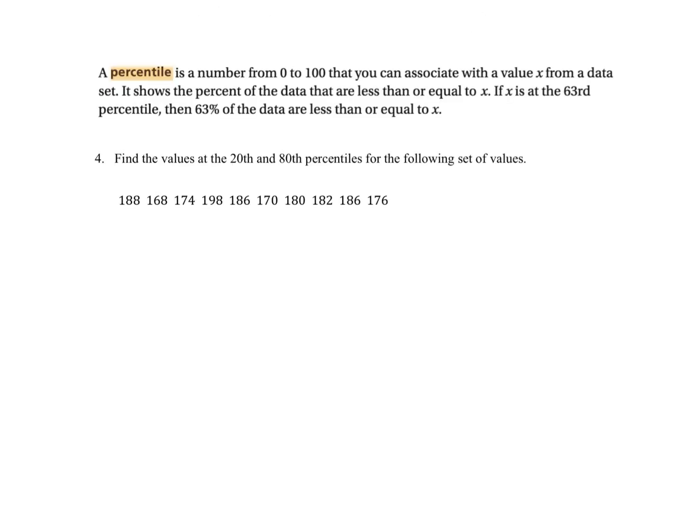And finally, the last part of this lesson is percentile. Percentile is the number from 0 to 100 that you can associate with a value X from a data set. It shows the percent of the data that are less than or equal to X. If X is at the 63rd percentile, then 63% of the data are less than or equal to X. Find the values at the 20th and 80th percentiles for the following data sets.